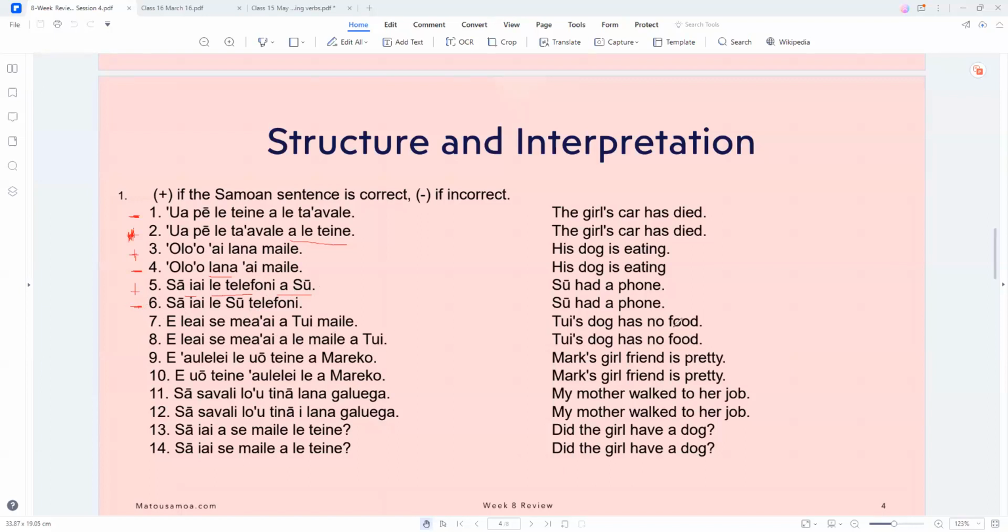Eleai se mea ai a Tui maile. Does that mean Tui's dog has no food, or is it Eleai se mea ai le maile a Tui? Tui's dog has no food. It's 8. 8 is correct.